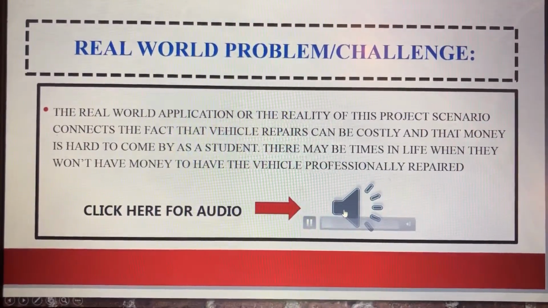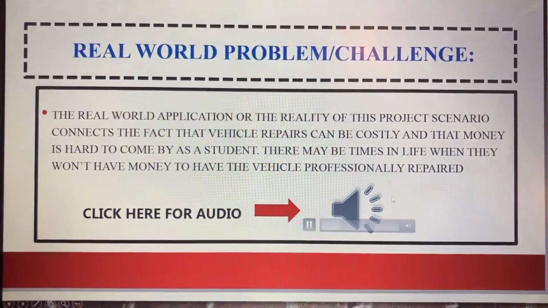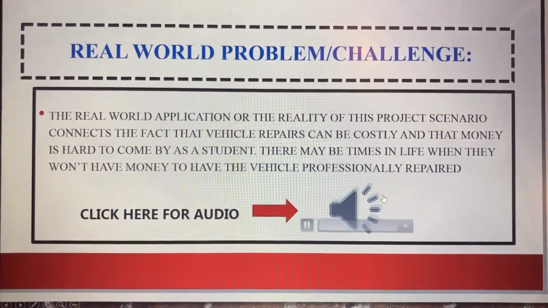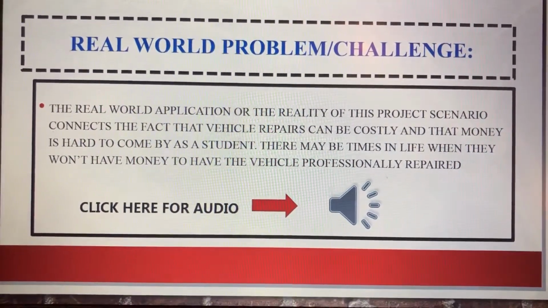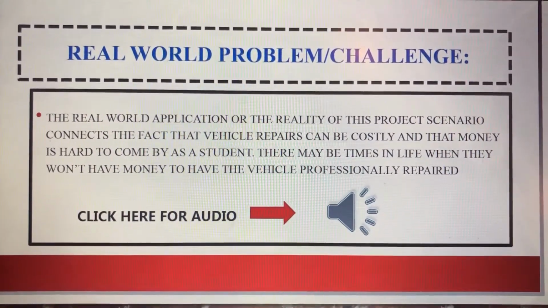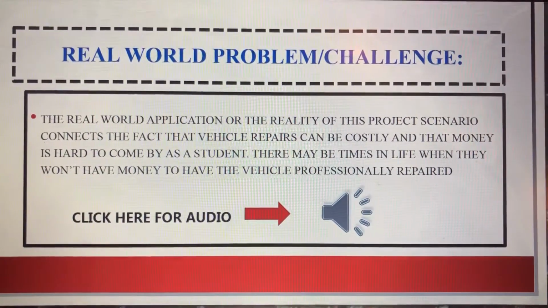The real-world application, or the reality of this project scenario, connects the fact that vehicle repairs can be costly and that money is hard to come by as a student. There may be times in life when they won't have the money to have the vehicle professionally repaired.